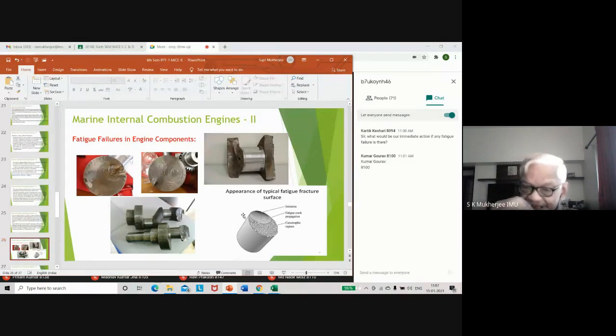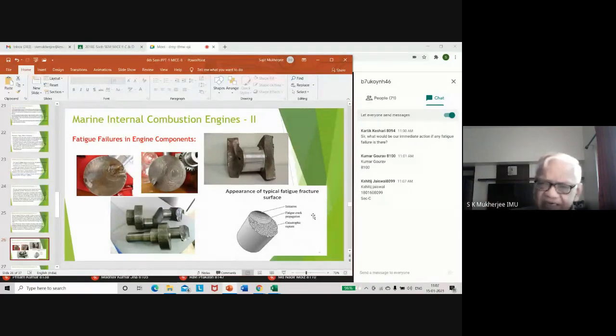So once it fails, the failure continues with the crack extending through its depth. And at each stage, you will find a mark. Now, these marks are called beach marks. See, the sand on the beach, when the seawater keeps coming in, it makes marks in lines. These lines on a broken shaft are also called beach marks. And the area between those beach marks are called striations.